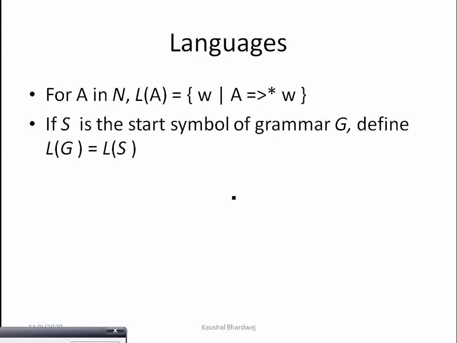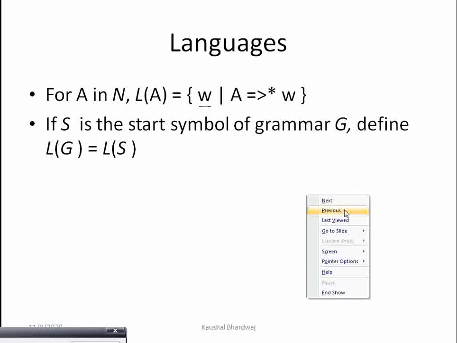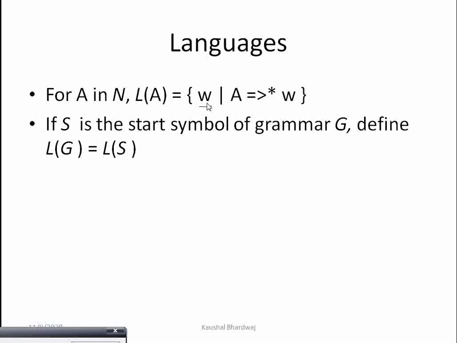Then languages. For a non-terminal A, the language of A is the set of strings W such that A can derive W. If A can derive W, then this W is part of the language of A. So if S is the start symbol for the grammar G, you can define the language of this grammar G as the language of the start symbol S. Whatever we can derive from the start symbol will be the language of this grammar, no problem.